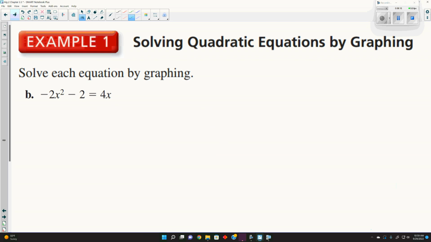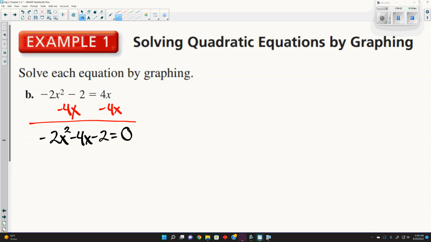Let's look at the next one. What did we need these functions equal to? 0, yes? Is this one equal to 0? So what do we need to do to make it be equal to 0? Well, we can subtract 4x from both sides because we need this equal to 0. And if I subtract 4x from both sides, the left side is going to be -2x squared minus 4x minus 2 is equal to 0. So now can we graph it? Yeah.